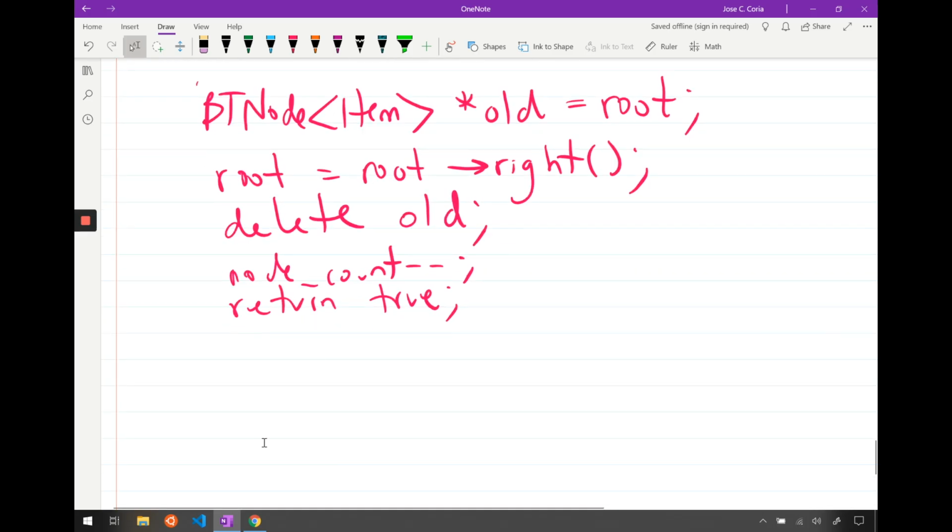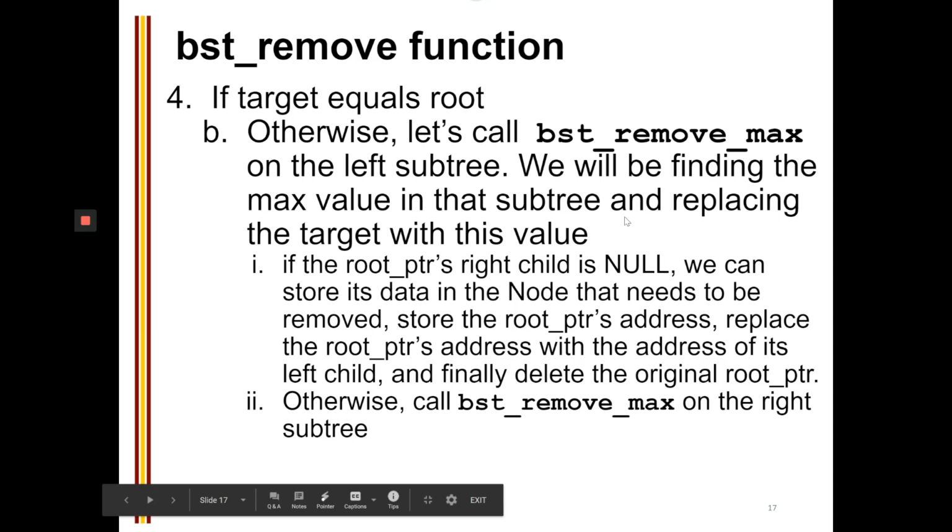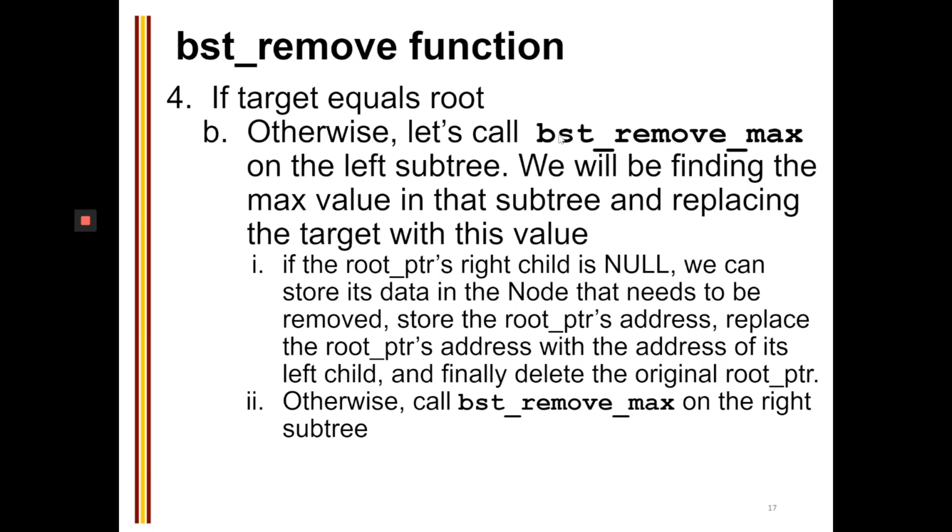But that's only half of step 4. There's another, right? What happens if the left subtree is not null? Otherwise, we call BST remove max on the left subtree. We will be finding the max value in that subtree and replacing the target with its value. If the root pointer's right child is null, we can store its data in the node that needs to be removed, store the root pointer's address, replace the root pointer's address with the address of the left child, and finally delete the node. So honestly, if you break down that paragraph, each sentence, each part is a line of code, and we can do that, or we can mostly do that.